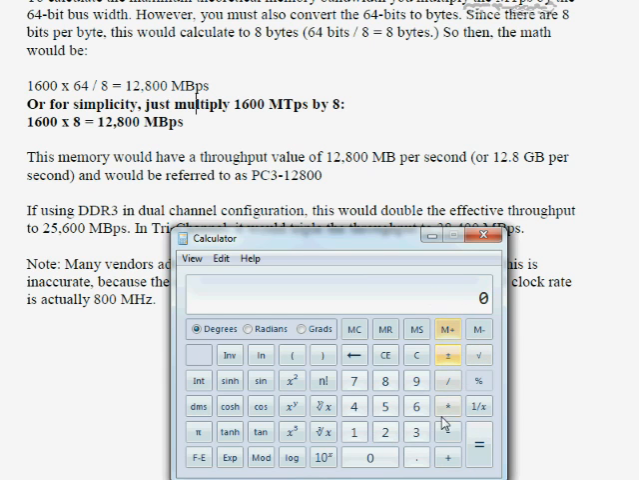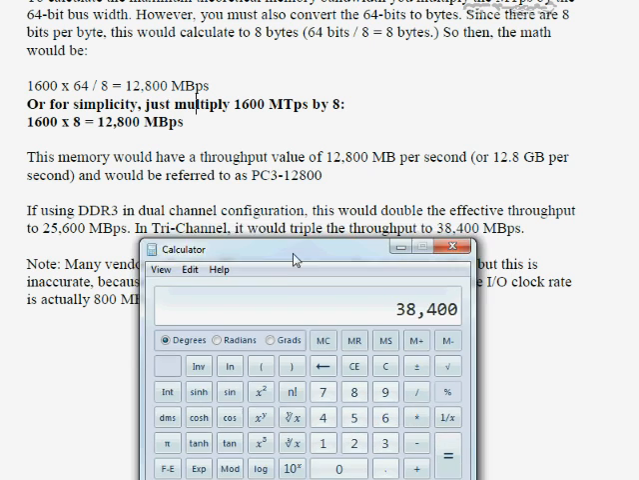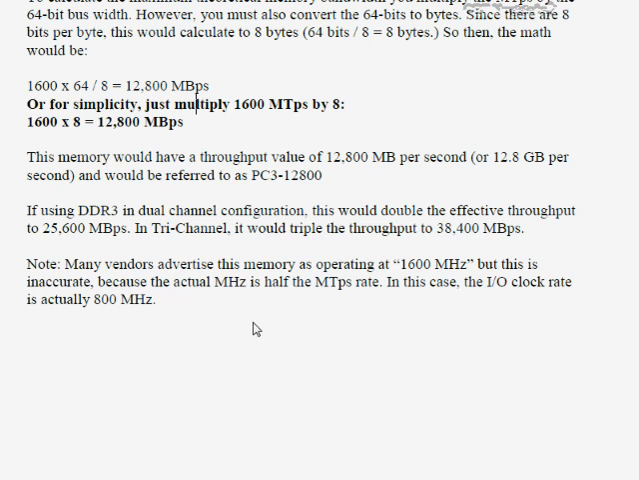Or, let me clear all that out. If I were to take 12,800 times 3, wow, I could get a staggering 38,400 megabytes per second. Now that actually is a staggering amount of bandwidth for memory, dramatically higher than what we've had in the years past. So anyway, that's how you would determine the speed of the memory.